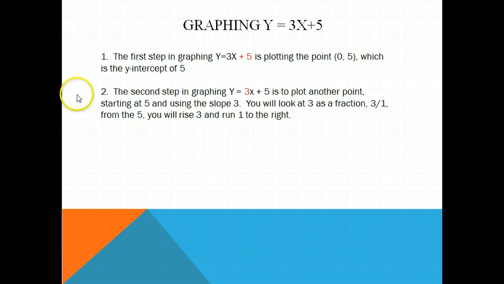Okay, the second step in graphing this equation is to plot another point. You start at the 5, and you're using the slope now, the 3. You're going to look at 3 as a fraction, 3 over 1. It's rise over run. So we're going to rise 3, run 1. So from the 5, we're going to rise 1, 2, 3. Then we will run 1. We're going to put a point right there.